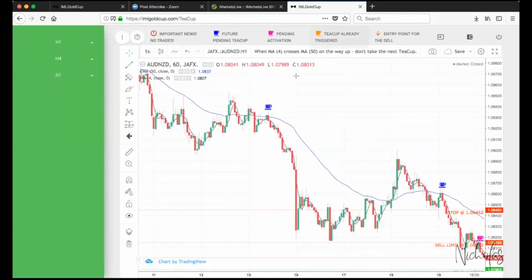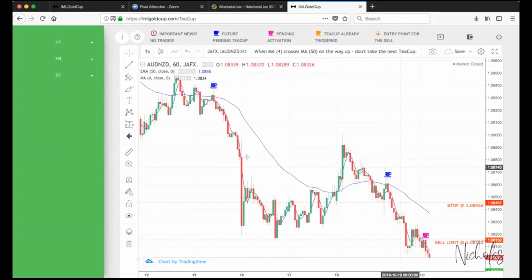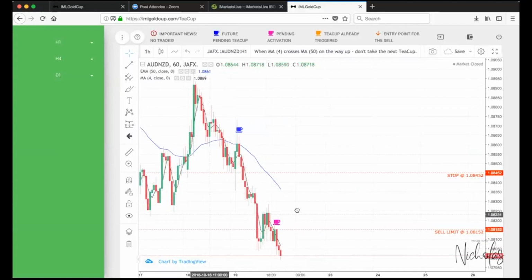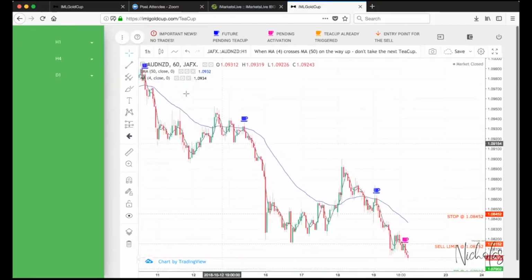So real quick, we'll go over this. Teacup rules, guys. This is what we're looking for. A bullish candle followed by a bearish candle, a lower low and a lower high, right? So I've got my bullish candle right here. I've got a bearish candle, and then that third candle is either a lower low or a lower high. This pending teacup right here: bullish candle, bearish candle, lower low or lower high. And that's all we're looking for with teacups, okay?